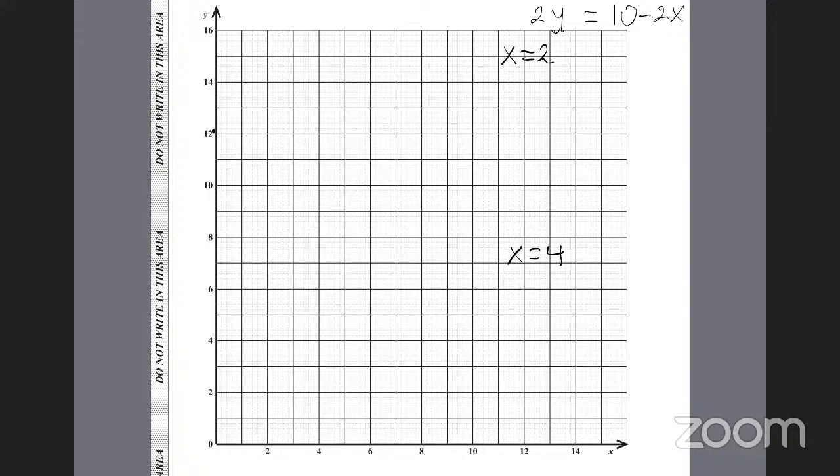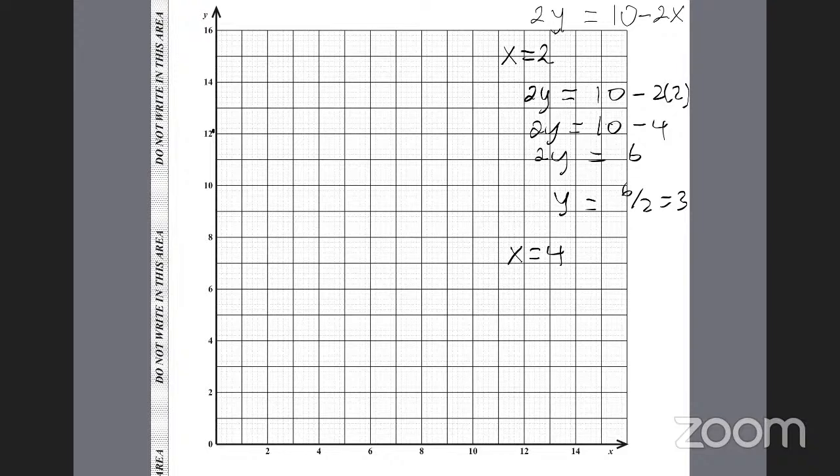All right, so when x is 2, I'll make this one easier for you. You don't have to move the x on the right side. So when x is 2, I replace x with 2, so 2 by 2 is 4. So 2y is 10 minus 4, right? That means 2y is equal to 6. Carry across the 2, 6 divided by 2 is 3.